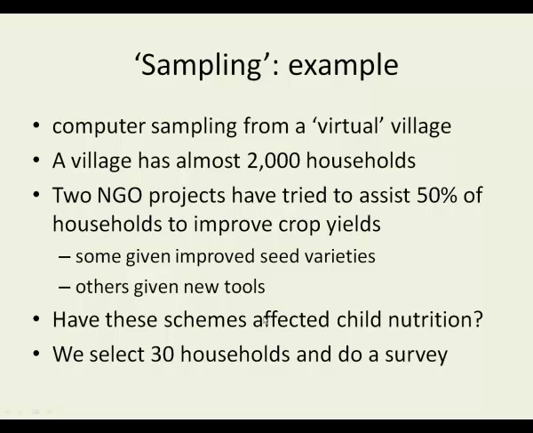What we want to know is, have these schemes affected child nutrition? And what we do is, resources are limited. We decide we don't want to talk to all 2,000 for whatever reason. We select 30 households and do a survey. And that's, in this instance, what I've done is a random sample.